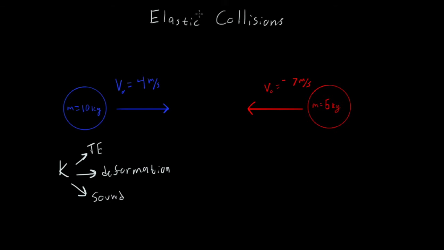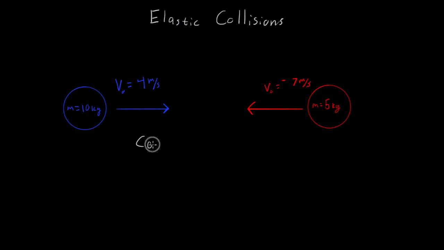So what we're saying in an elastic collision is that none of this happens. In a perfectly elastic collision, all of that kinetic energy stays as kinetic energy. It doesn't transfer to other forms. And so with that in mind, we're going to be able to solve these. Because first off, we still have the conservation of momentum.